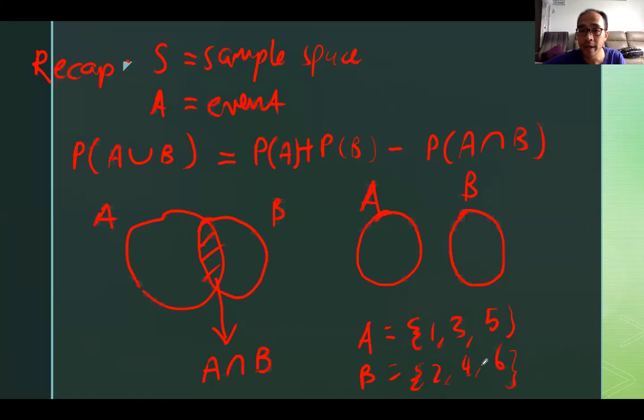Okay, the outcome over there has no overlap. I put 1, 3, 5 over here and 2, 4, 6 over here. There is no overlap. Now in this case, this is what we call two mutually exclusive events. Dalam bahasa Melayu dia dipanggil peristiwa saling eksklusif. Dia eksklusif sebab group A and group B dia tiada overlap. Okay, there's no overlap there.